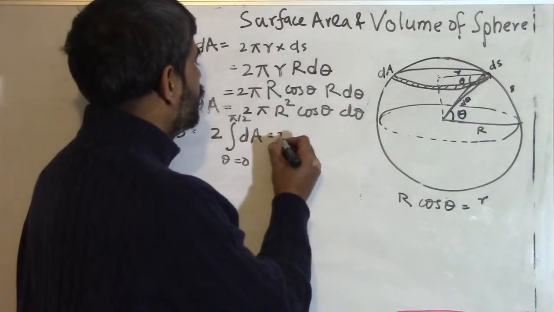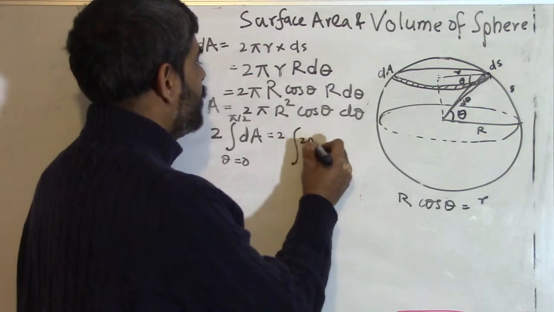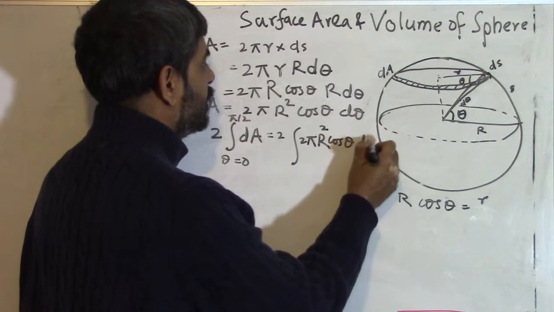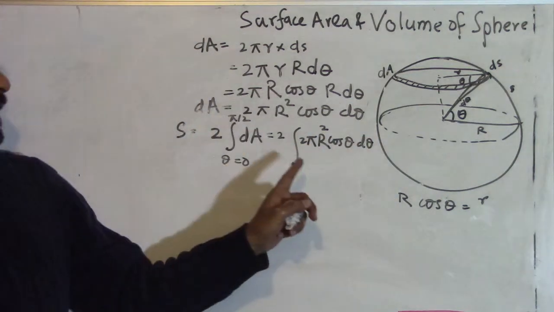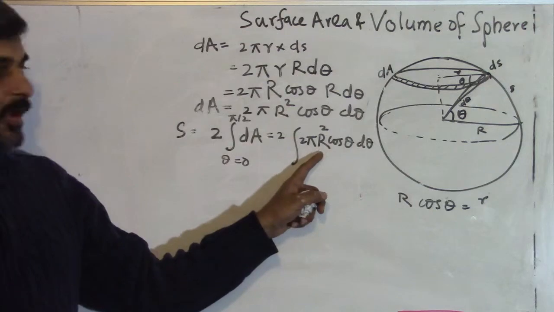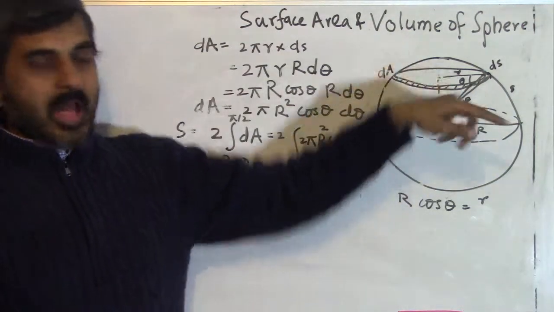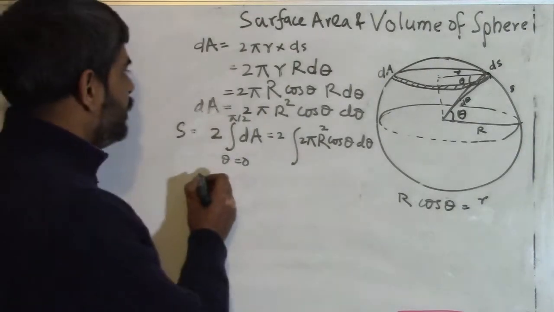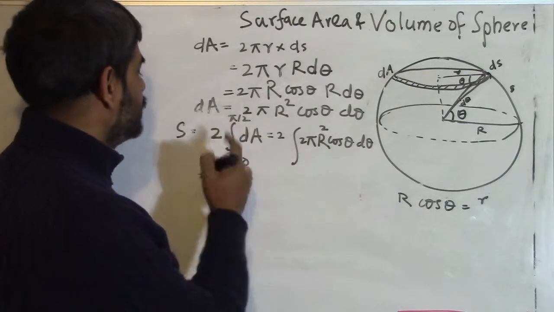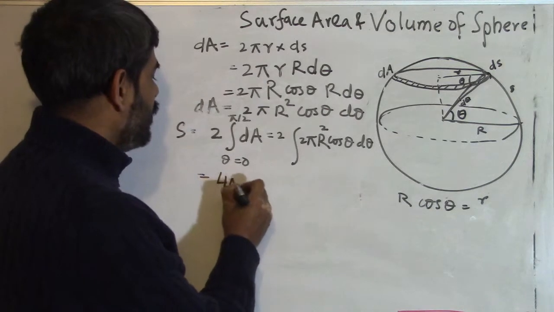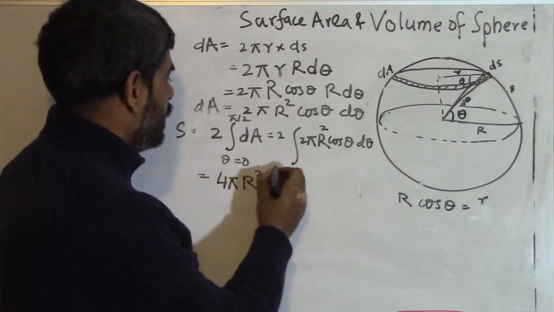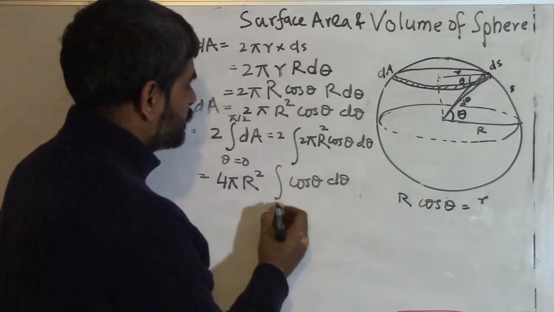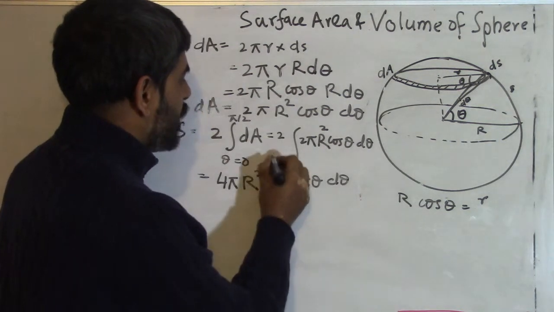This becomes equal to 2 times the integral of 2 pi R square cos theta d theta. 2 and pi and R don't vary as theta varies from 0 here to here. R stays constant, pi stays constant. Therefore we can take these three things out, and it becomes 4 pi R square times the integral of cos theta d theta, as theta varies from 0 to pi by 2.